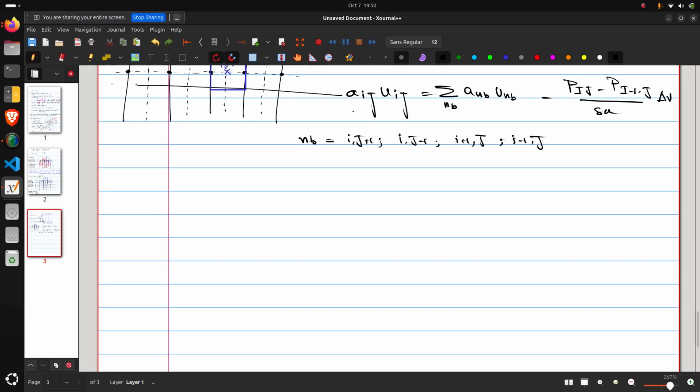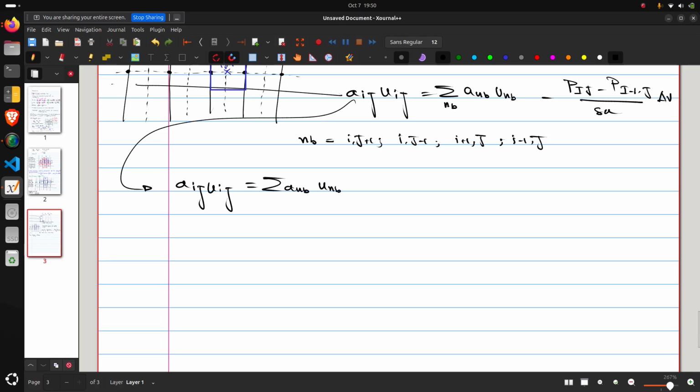Okay, so we can finally write the equation like this: a small i capital J times u small i capital J is nothing but the summation of a_nb u_nb plus P capital I minus 1 capital J minus P capital I capital J times some A small i J. The negative sign I have taken inside. We'll write it like this. A is nothing but this volume delta V divided by delta X, right?